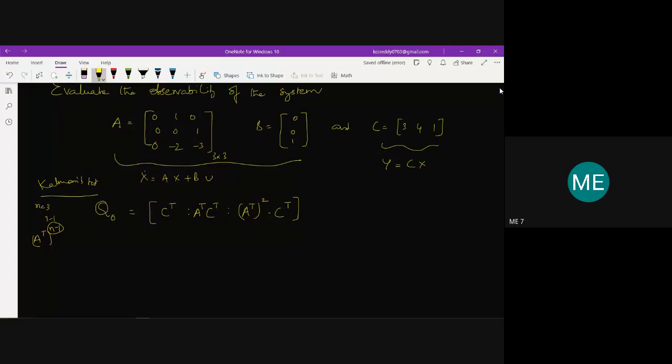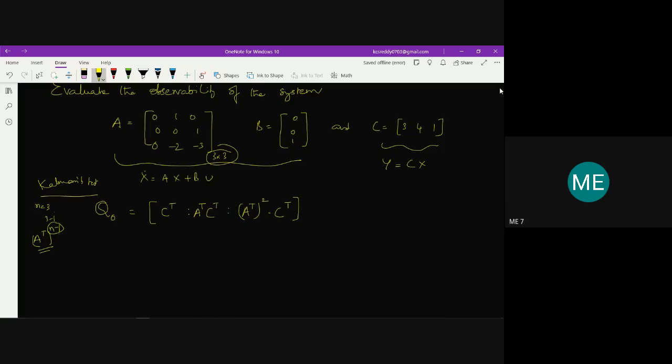So this is about Kalman's test. We are going to find out the observability matrix, which is written as C transpose, A transpose C transpose, A transpose whole square C transpose. Why I have stopped at A transpose whole square is because we go up to A transpose to the power of n minus 1, where n is equal to 3, the order of the matrix. So 3 minus 1 is 2. Now each one we need to calculate here.